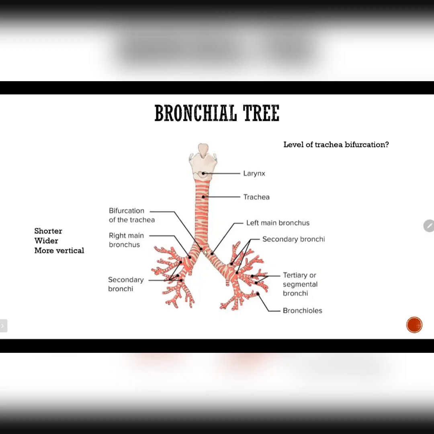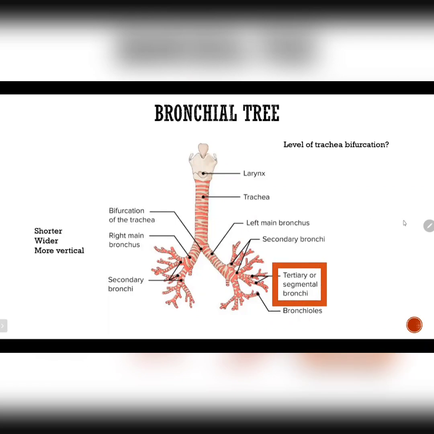Okay, and finally, the main bronchus will divide further into secondary bronchi. Secondary bronchi will further divide into tertiary bronchi. Another name for tertiary bronchi is segmental bronchi. And finally, the tertiary bronchi will divide into smaller bronchioles. Okay, so this is just basic information. You need to know the subdivisions of the bronchi. This will help you in your histology classes as well when you're learning the microscopic structure of the lung.